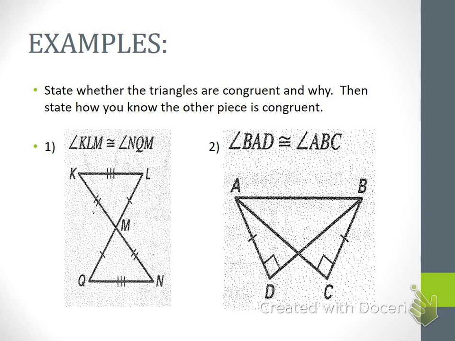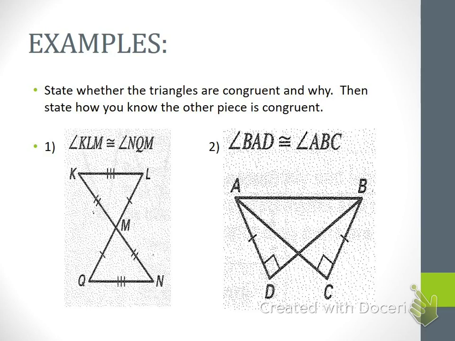State whether the triangles are congruent and why. Then state how you know the other piece is congruent. Okay, I'll give you a minute because these ones are not printed for you in your notes, so you'll want to copy down the diagram and then think about if the triangles are congruent, why? So that goes back to that list of SSS, SAS, ASA, all of those. And then we'll talk about how we know the other piece of information that they listed above is also going to be congruent.